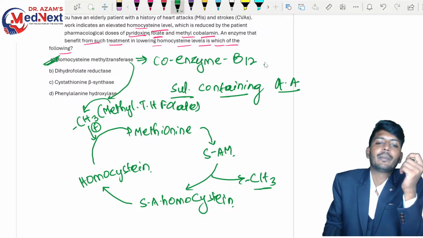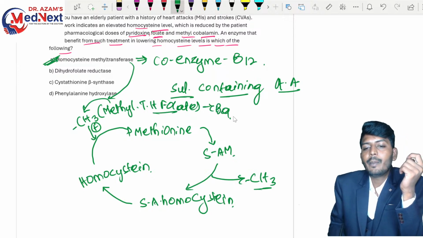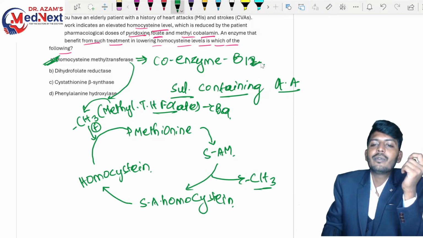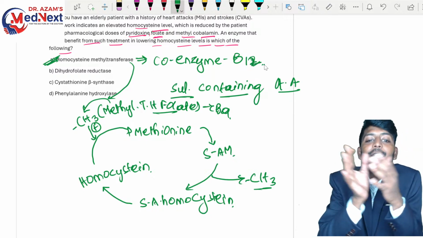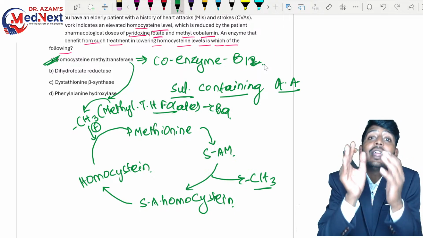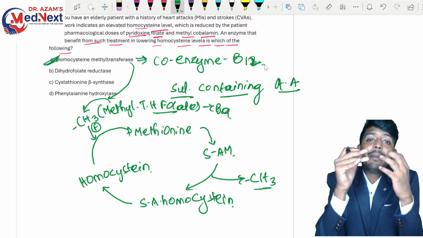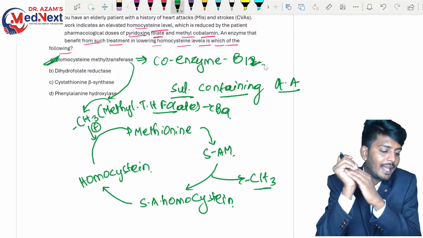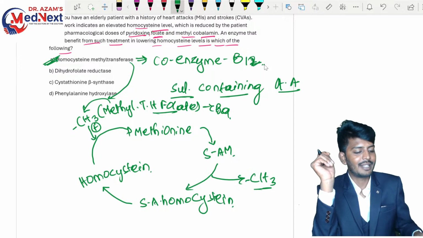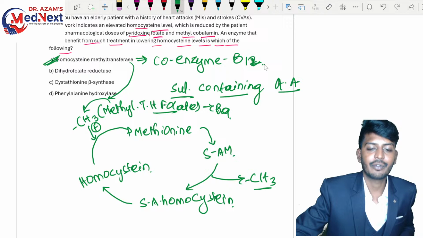Methyl tetrahydrofolate is your B9 and the coenzyme is your B12. So B12 is required for the function of this enzyme, homocysteine methyl transferase. When you give B9, B12 and pyridoxine together, it will help the function of homocysteine methyl transferase. The answer is A, absolutely correct. So homocysteine methyl transferase.